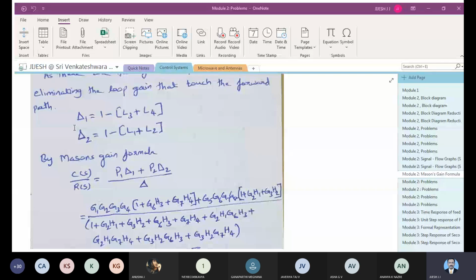So loop gain and summation of non-touching loops taken 2 at a time, taken 3 at a time, taken 4 at a time, as per your requirement of the problem you can expand the equation. And delta I is also something you can see, where you have eliminated the paths and you have done that in the problems. So finding the transfer function for the first problem, what we have seen.